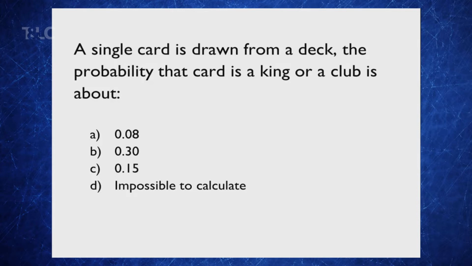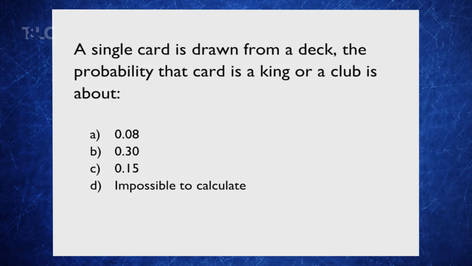A single card is drawn from a deck. The probability that the card is a king or club is about A. All right, let's do it. We have a little bit of time here to play with this one. So click your answer. If you think you know it, help the people next to you.